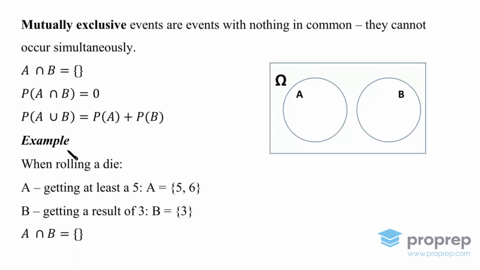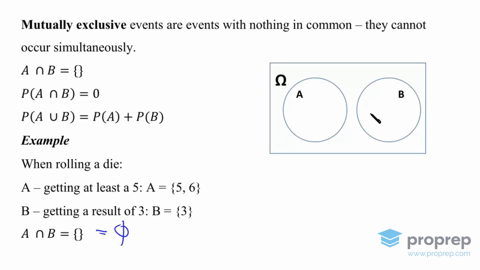When rolling a die, let's define event A as getting at least a 5. So that means that A will have the results 5 and 6, and B will be defined as getting a result of 3. So B, the set of results here, would be just one number, 3. Now what's common between A and B? Well, there's nothing in common. So that means that A intersect B, well, that's an empty set. Now we can also write an empty set as the Greek letter phi. Now, as we said, A intersect B is an empty set, so the probability of A intersect B equals 0.